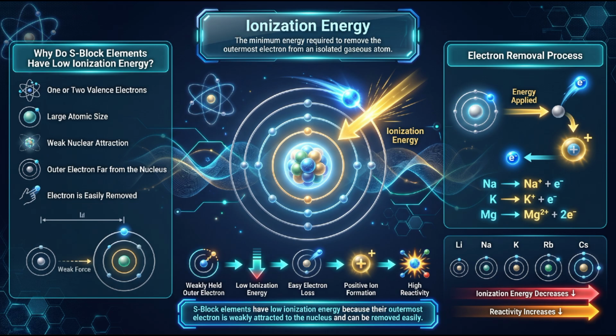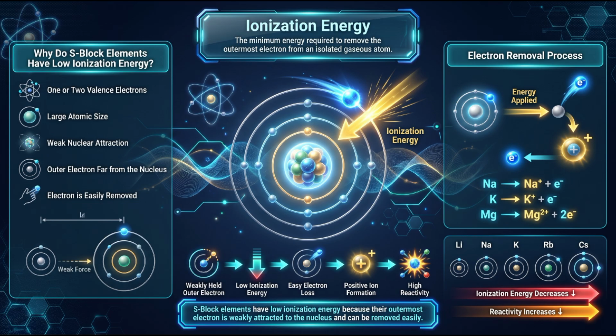It is also useful to understand the meaning of the term first ionization energy. The first ionization energy refers specifically to the energy required to remove the first electron from a neutral atom. For example, Na + energy → Na⁺ + e⁻. The energy needed for this process is called the first ionization energy of sodium. Similarly, Mg + energy → Mg⁺ + e⁻ represents the first ionization energy of magnesium.